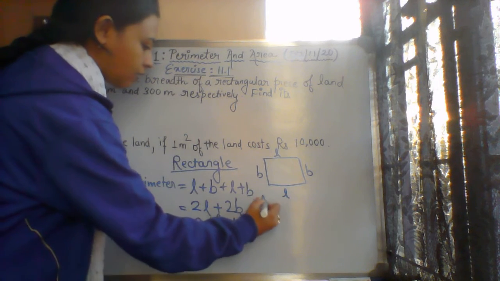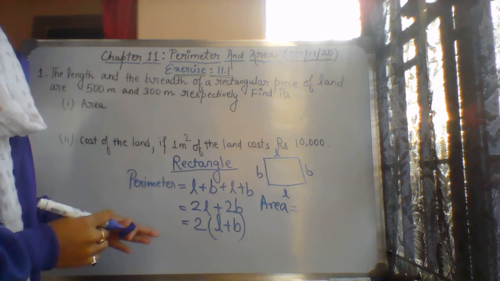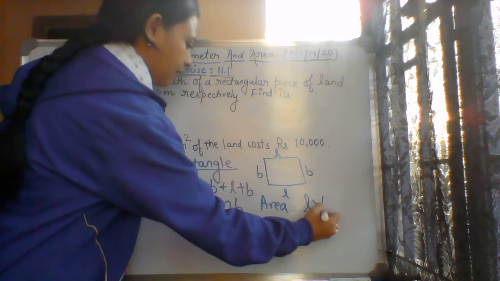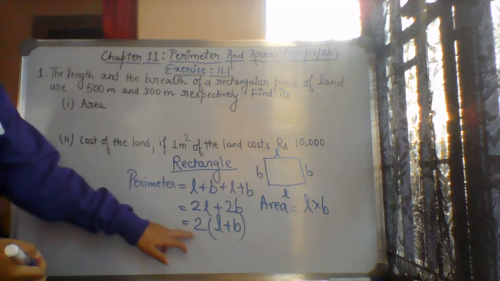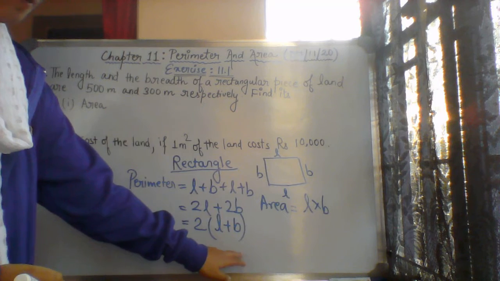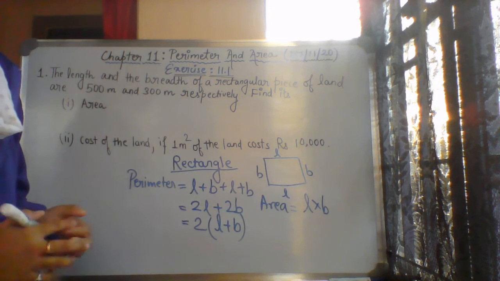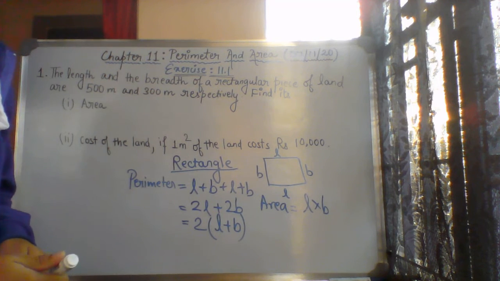Now area. Area of rectangle is length into breadth. Very good. So about the rectangle, perimeter is twice of length plus breadth, and area is length into breadth. Now we are going to solve exercise 11.1.